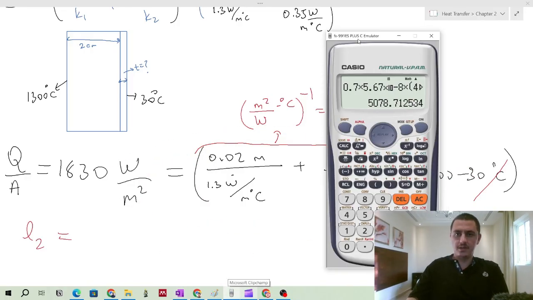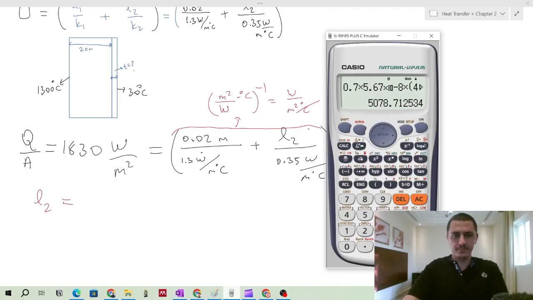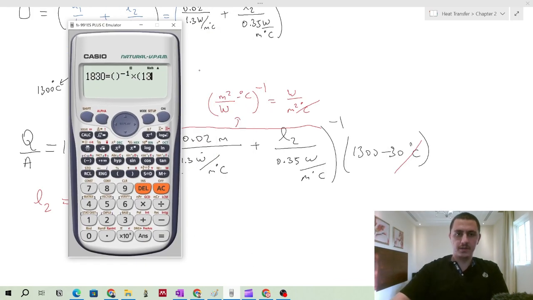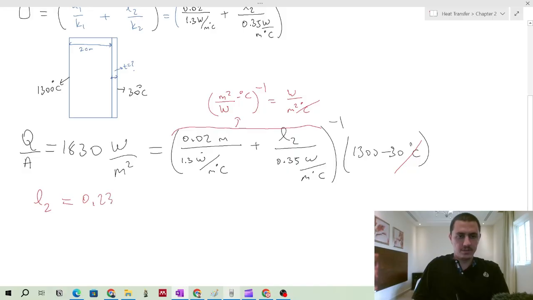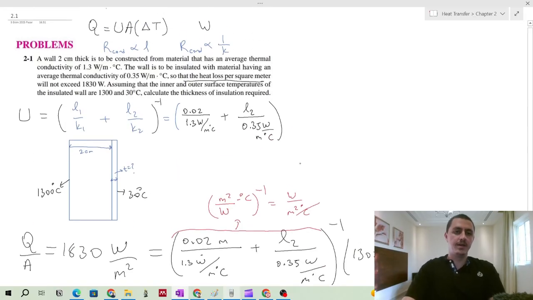So let's use the calculator and see what value we get. That's equal to something to the power minus 1 multiplied by 1,300 minus 30, and here we have 0.02 over 1.3 plus x, I don't know this L, over 0.35. Shift solve, and okay, so 0.24 meter. That means we need 24 centimeters of thickness for insulating this wall.